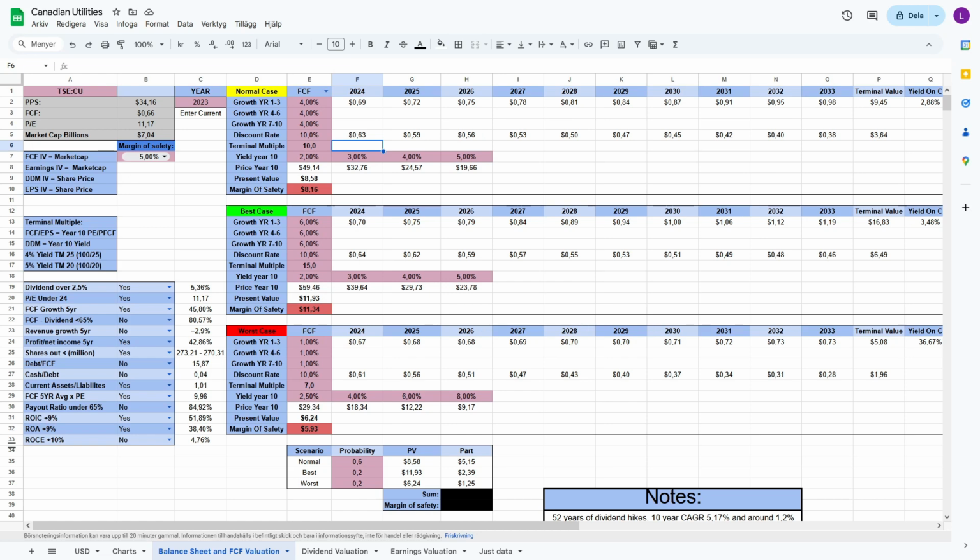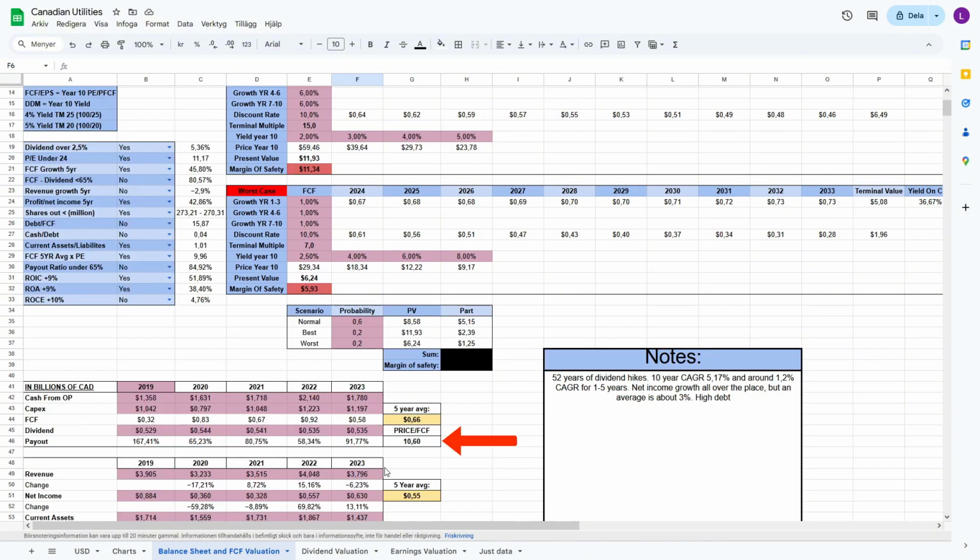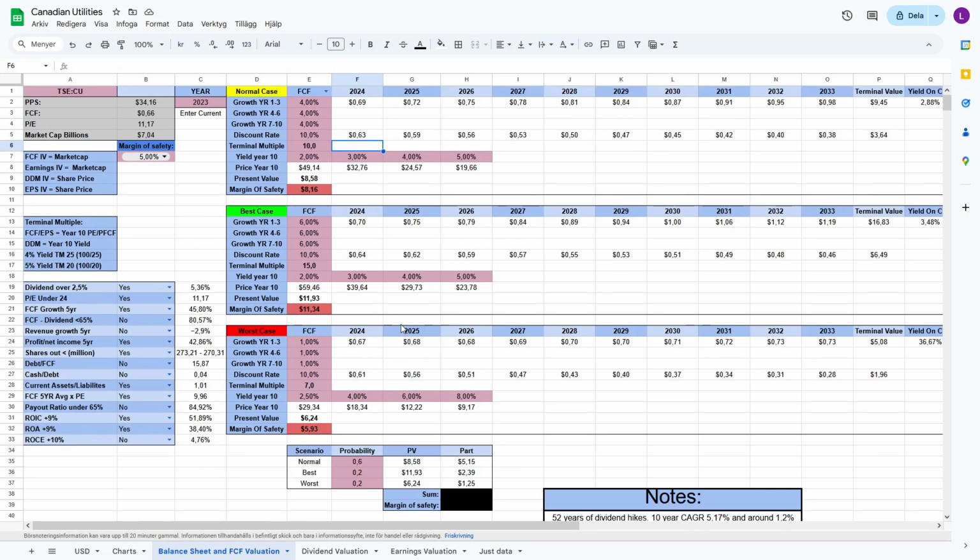The terminal multiple is the price to free cash flow multiple the market is willing to pay 10 years from now. Do I know this exact figure? No. I can only make an estimate. But as we can see, the market gives a current price to free cash flow ratio of 10.6. So for the normal case we can use 10 and a bit higher and lower for the other scenarios.